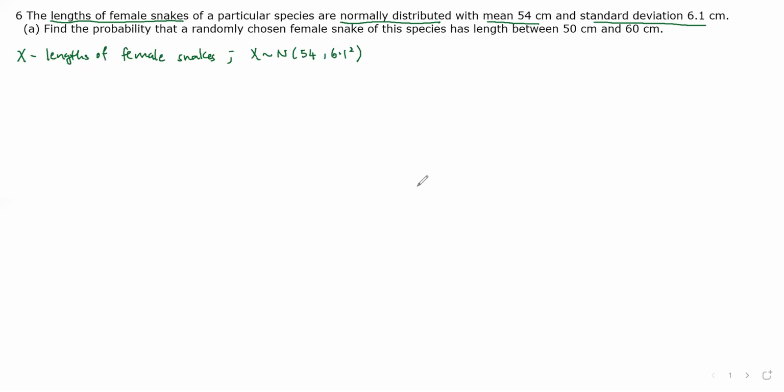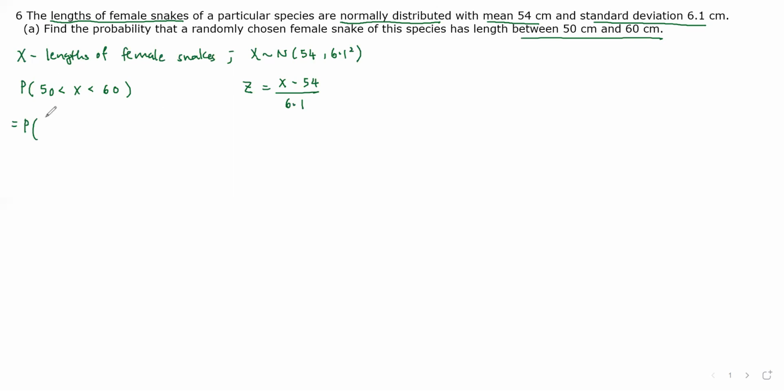Find the probability that a randomly chosen female snake has length between 50 and 60. We need to find the probability that X is between 50 and 60. To find this probability, we need to use the standard normal table provided. So we have to standardize, converting using Z equals X minus the mean, divided by the standard deviation. The mean is 54, and the standard deviation is 6.1.